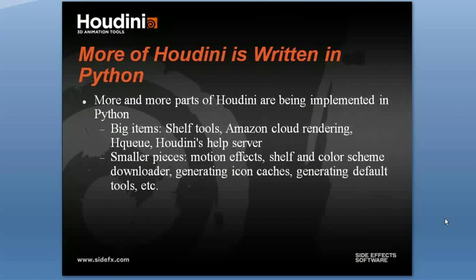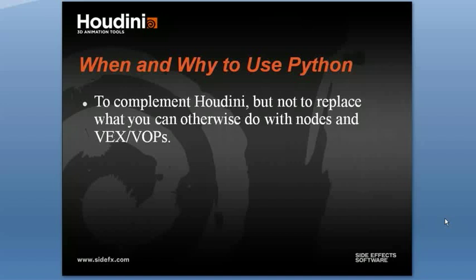And then lots of smaller things, from menu items like the motion effects menu to the downloader for the shelf and color scheme, things like generating icon caches, all of that's written in Python. So more and more of Houdini is being written in Python itself.